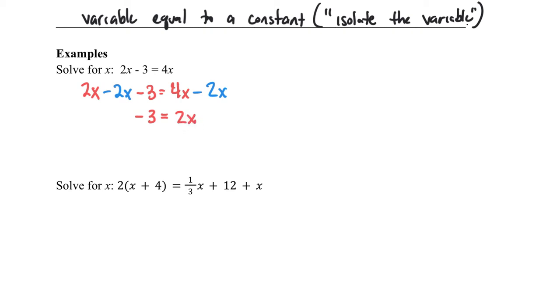This is 2 times x, so I'm going to do an inverse operation, which is divide by 2, and whatever I do on one side, I got to do on the other. So on the left-hand side, I have negative 3 halves, and on the right-hand side, the 2 over 2 reduces to 1, which leaves me with just 1x or just x. And so now I'm done.